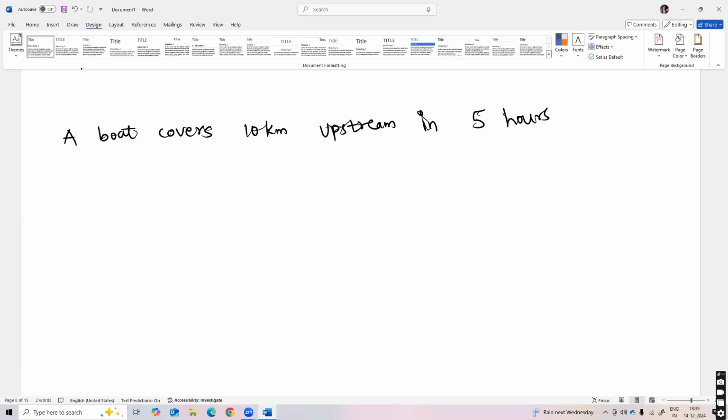And 10 kilometer downstream in 2 hours. So find the speed of the boat and river.